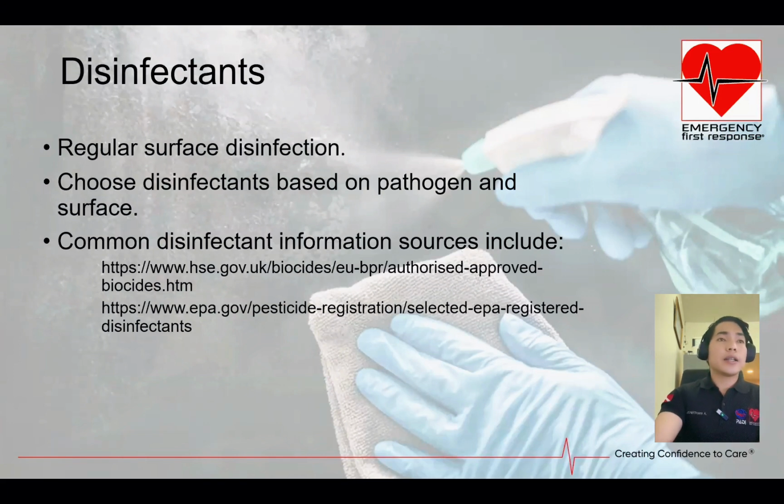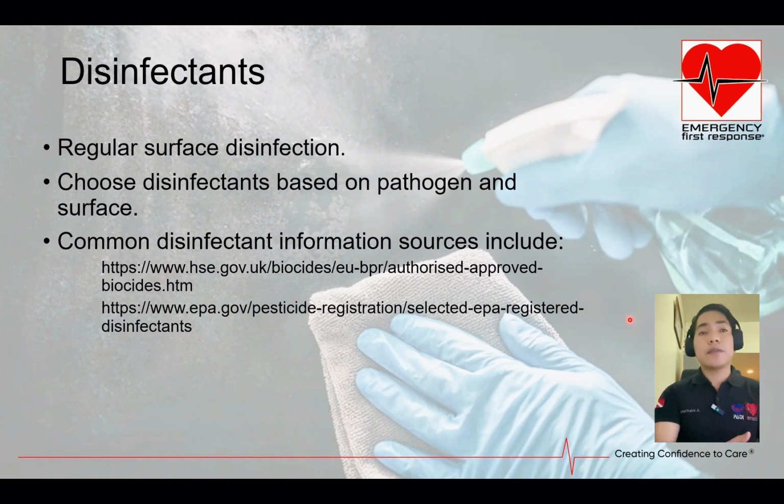Now let's talk about disinfectants. Regular surface disinfection is very important to avoid transmission of diseases. Choose the disinfectant based on pathogen and surface, and you can find common disinfectant information in the presentation below. Again, the second primary method for reducing contact transmission is to regularly disinfect your surfaces or area.